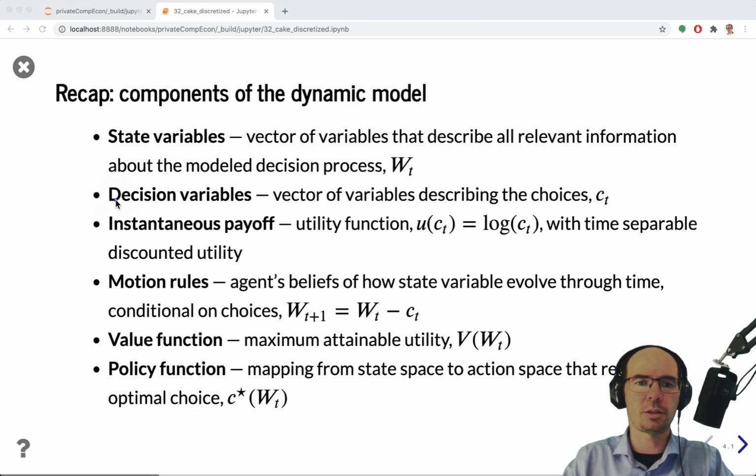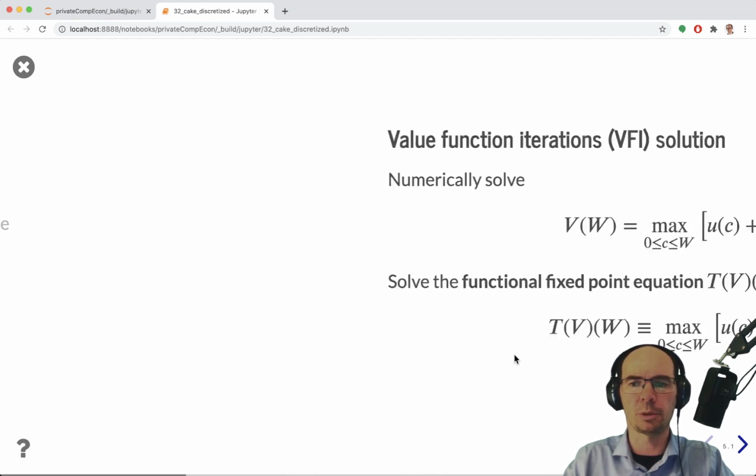So we just went through all of the necessary components of a dynamic model. The state space is given by the size of the cake W_t. There is only one decision variable, the amount of consumption. The instantaneous payoff is given by the utility function, which is the log of c in our case. Utility is discounted over time, with a discount factor beta that we saw in the Bellman equation. And the motion rules are given by this simple recursive expression. Now, in order to solve the problem, we have to find the value function and the policy function, and this is what we do by solving the Bellman equation.